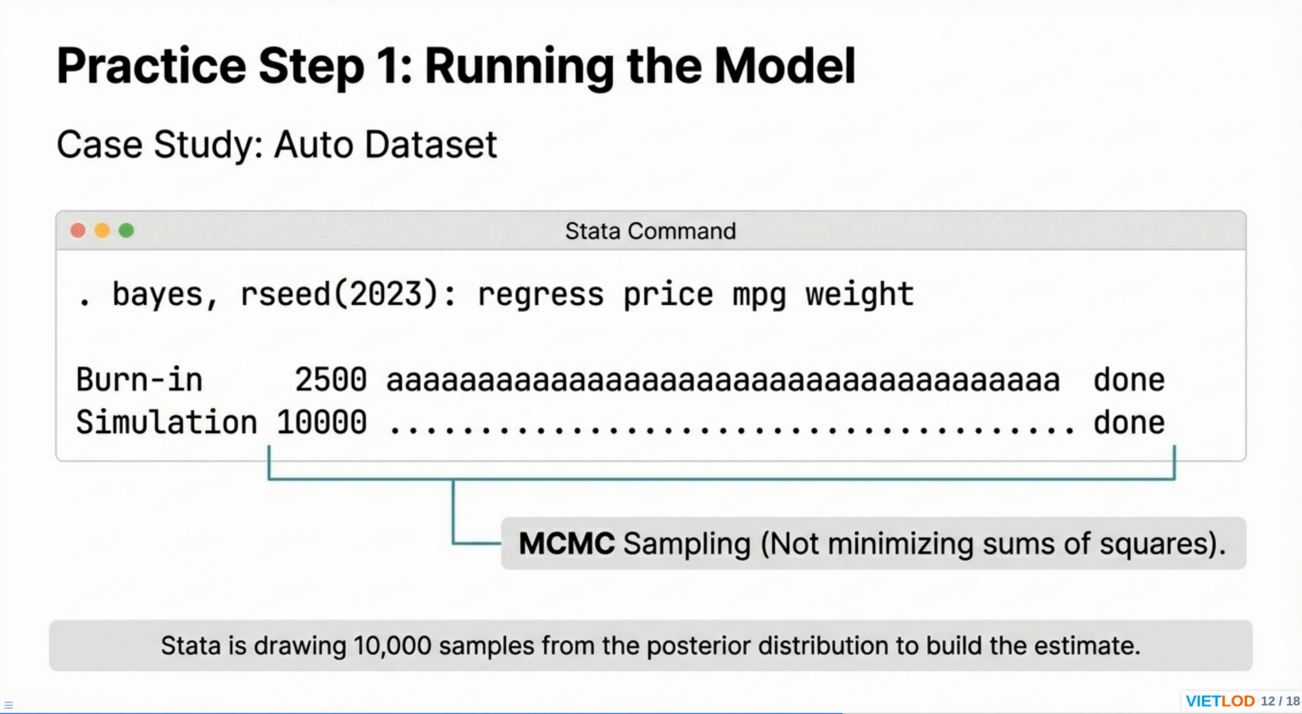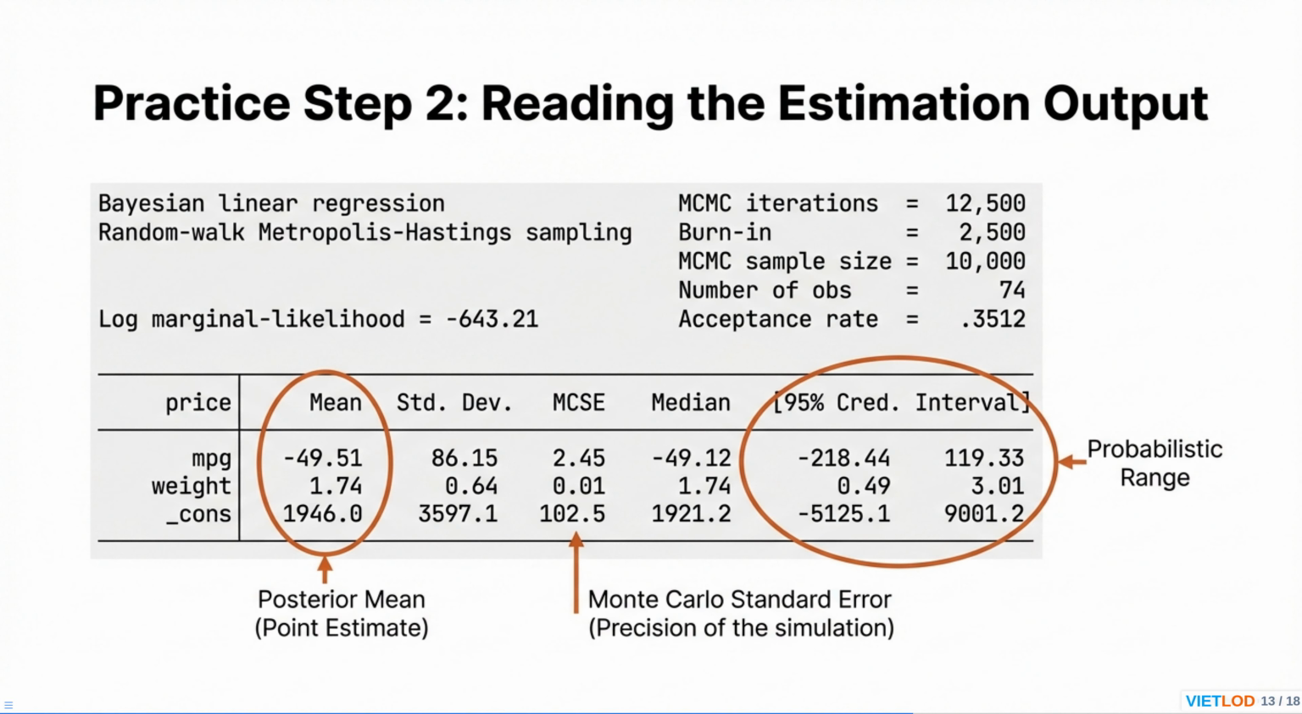When you run this command, Stata initiates a Markov chain Monte Carlo, or MCMC, simulation. First, it performs a burn-in phase, discarding 2,500 initial samples to allow the simulation chain to stabilize. Following this, the simulation phase begins, where Stata draws 10,000 meaningful samples from the posterior distribution of our model's parameters. It's crucial to remember that MCMC is a sampling process, not an optimization method like the sum of squares minimization used in ordinary least squares. These 10,000 samples are what we'll use to build our estimates. Once complete, Stata will present the output table, which we'll interpret next.